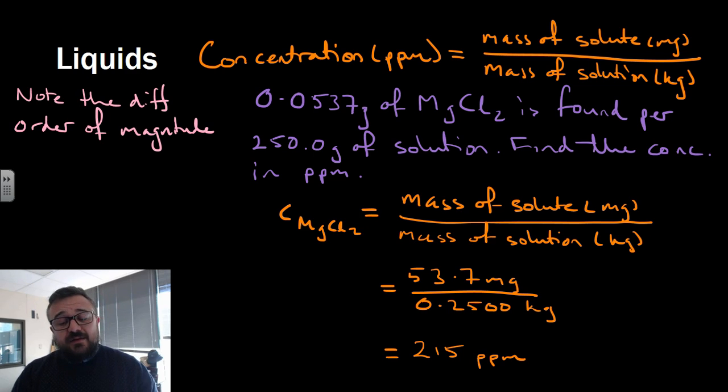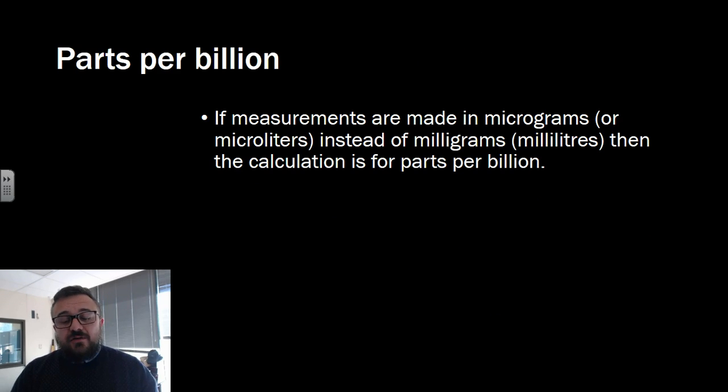And that's it, and it's the same thing with volume as well. So let's have a quick look at parts per billion. Our goal is to keep these short, so that's why we'll stick with the one, and you can change from liters to grams easily. In parts per billion, if measurements are made in micrograms or microliters instead of milligrams or milliliters, then the calculation is parts per billion.